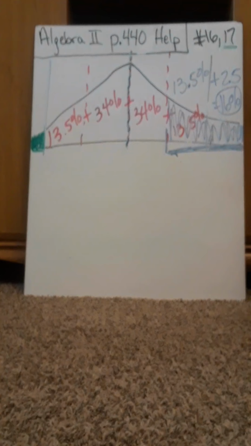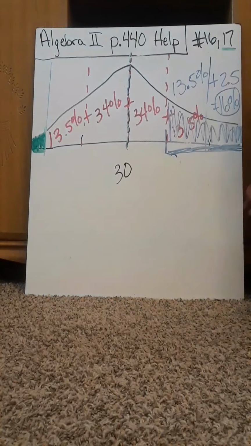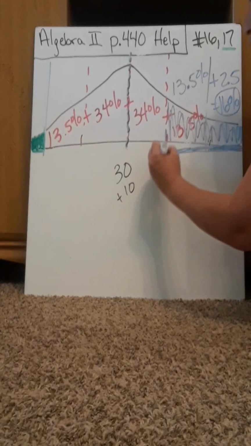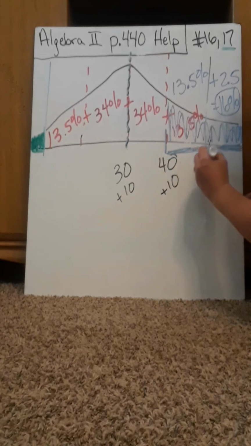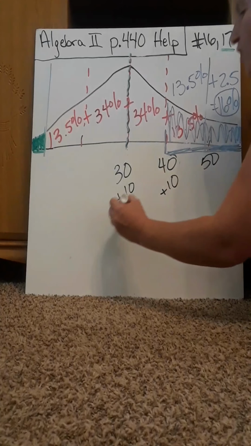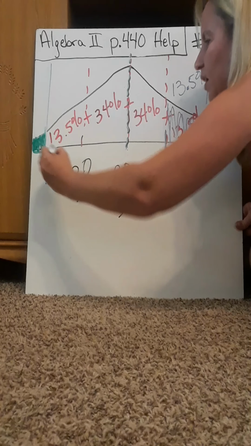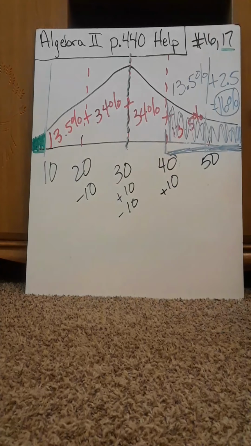Okay, and now I'm going to put 30 for my mean. 30 minutes is my mean. 10 minutes is my standard deviation. So if I add 10, I get 40. If I add another 10, I get 50. If I subtract 10, I get 20. And if I subtract another 10, I get 10. So there's your new number line.